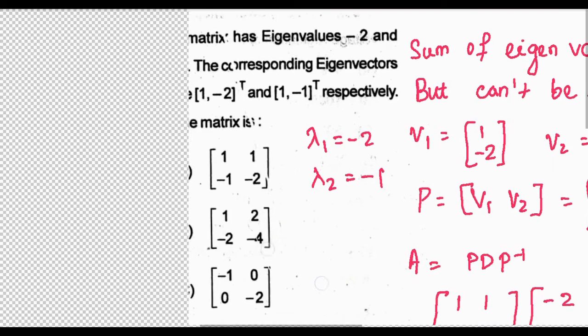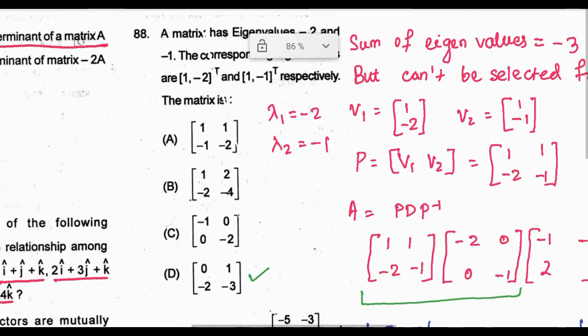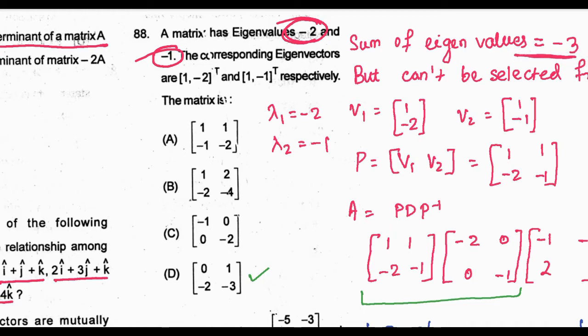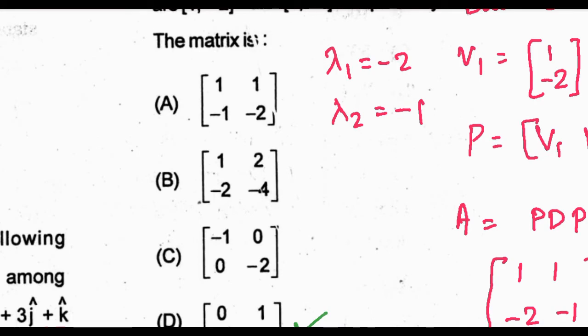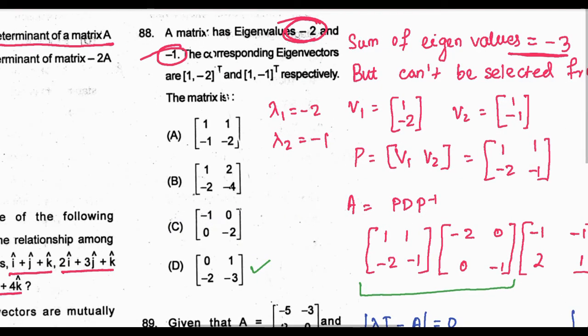You can also check, if the options are given, that the sum of eigenvalues is equal to the trace of the matrix. What is the trace? Sum of the diagonal elements. The sum of eigenvalues -2 and -1 is equal to -3. Then we will check the trace of each matrix. Matrix A has trace 1 minus 2, which is -1. This is not correct. And this one is -3, this one is also -3, and this one is also -3. So we have three options, B, C and D, among which one will be true.